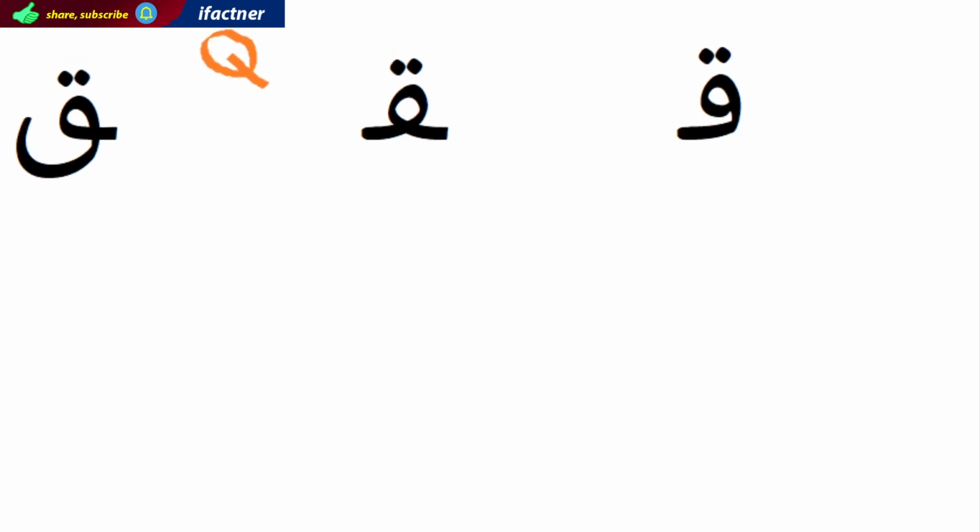Now let's see how we write qaf. To write qaf in its independent position, you make a circle just like fe, make a curve, but this time you make a semicircle.